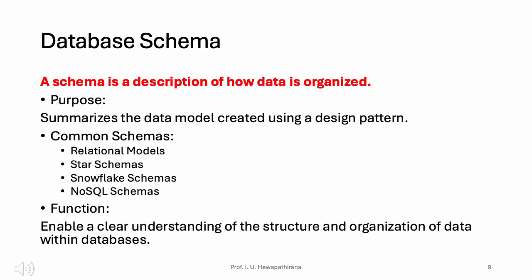A schema is a description of how data is organized within a database. It serves as the summary of the data model created from a design pattern. Common types of schemas include relational models, star schemas, snowflake schemas, and NoSQL schemas. Each of these schemas describes the structure of data in a particular way, enabling a clear and consistent understanding of how information is organized within a given system. If the design pattern is the template, then the schema is the resulting blueprint. As BI professionals, understanding schemas is fundamental to your work.